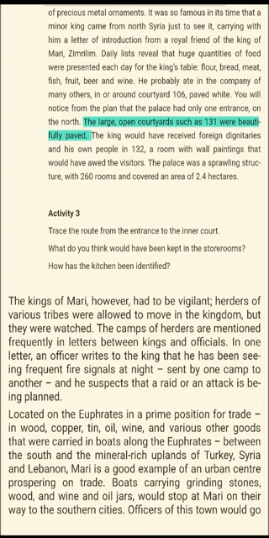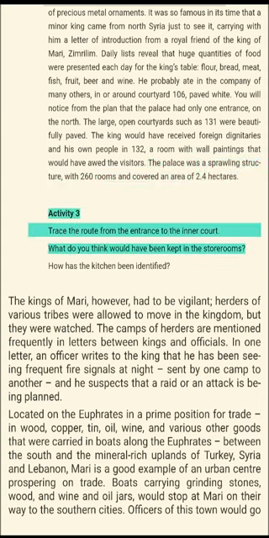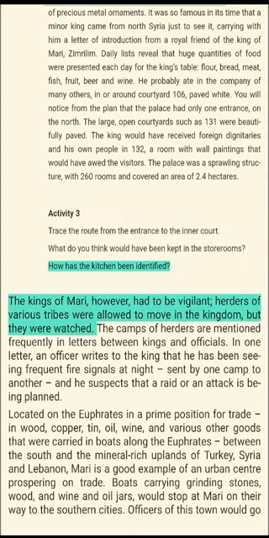You will notice from the plan that the palace had only one entrance, on the north. The large, open courtyards such as 131 were beautifully paved. The king would have received foreign dignitaries and his own people in 132, a room with wall paintings that would have awed the visitors. The palace was a sprawling structure, with 260 rooms, and covered an area of 2.4 hectares. Activity 3. Trace the route from the entrance to the inner court. What do you think would have been kept in the storerooms? How has the kitchen been identified?